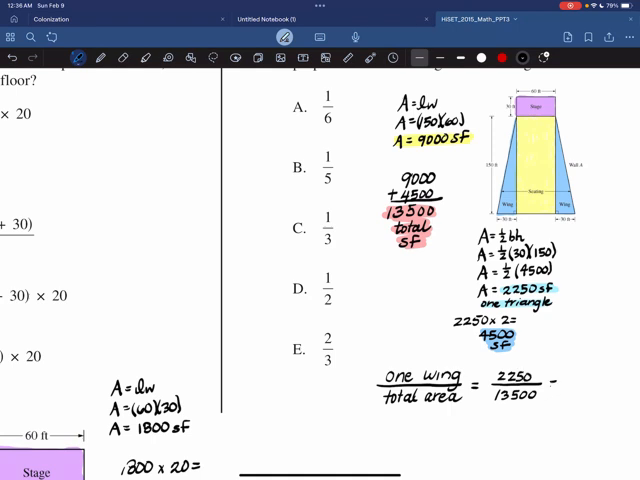And if you type this into your calculator as a fraction, 2250 over 13500, equals, you will get 1/6. And that is the ratio we're looking for, the proportion that we're looking for. It is 1/6. Each wing is 1/6 of the total seating.